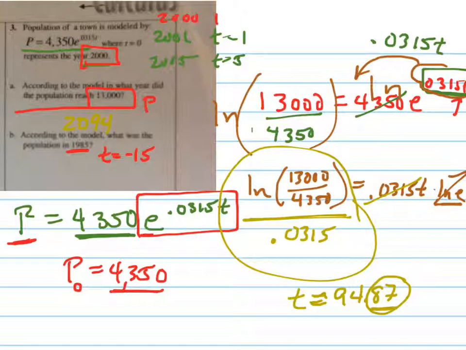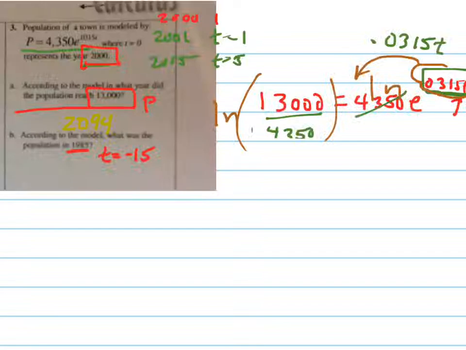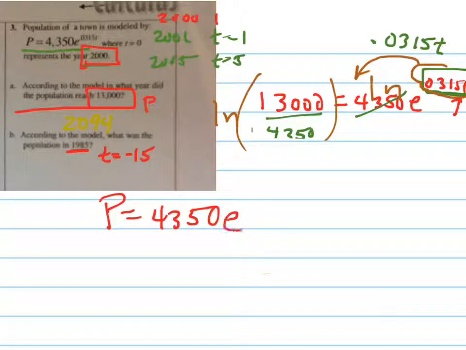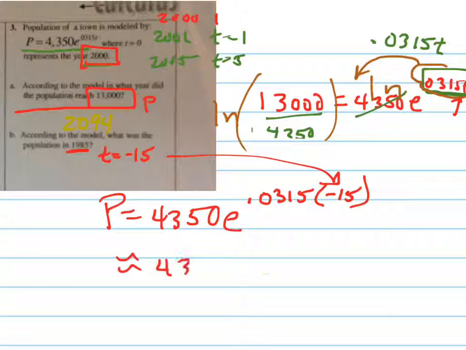And so your answer would be, let me wipe all this clean. Whoops. So I'm just plugging into my equation. P equals 4350 times e to the 0.0315, and this is easier. All I have to do is plug in negative 15 for t into that model, and then simplify it with my calculator, and I get approximately 4340.8.9. So you might want to round that up.